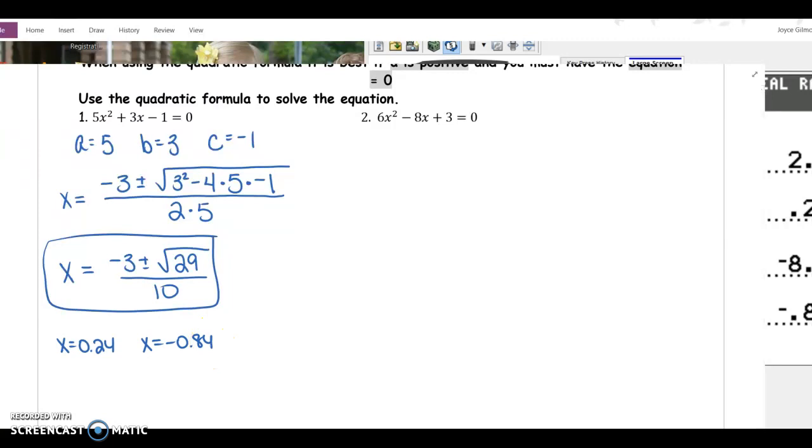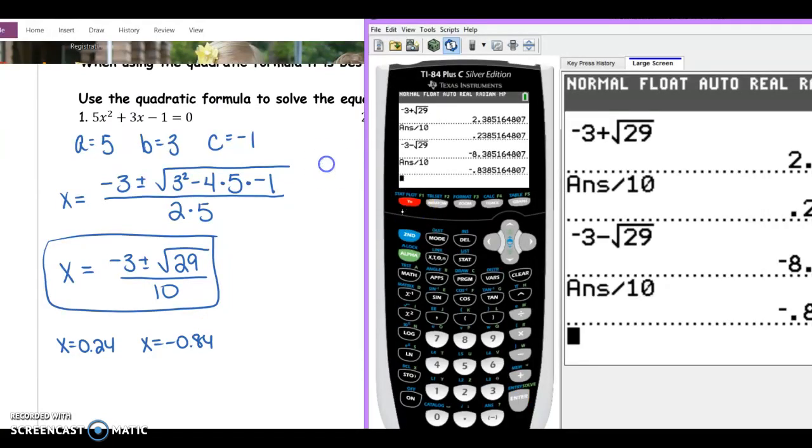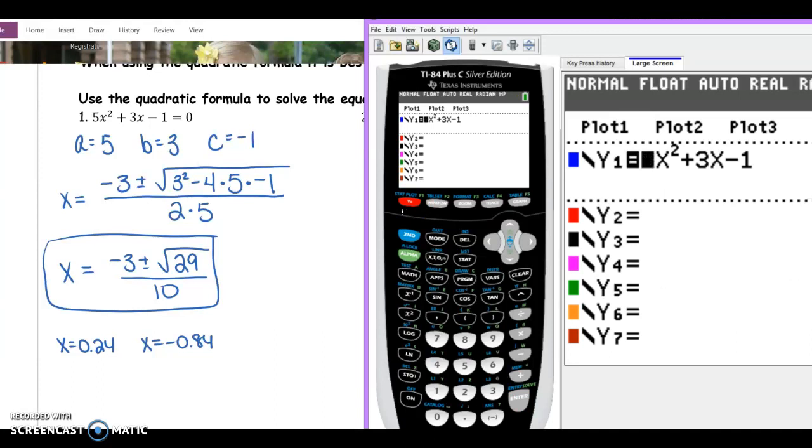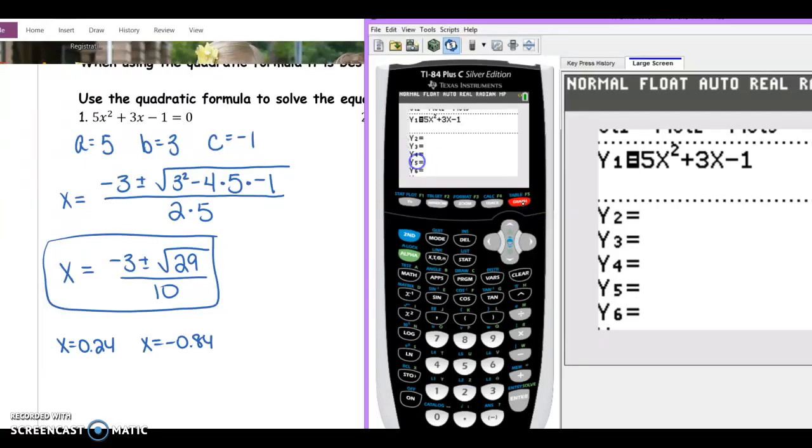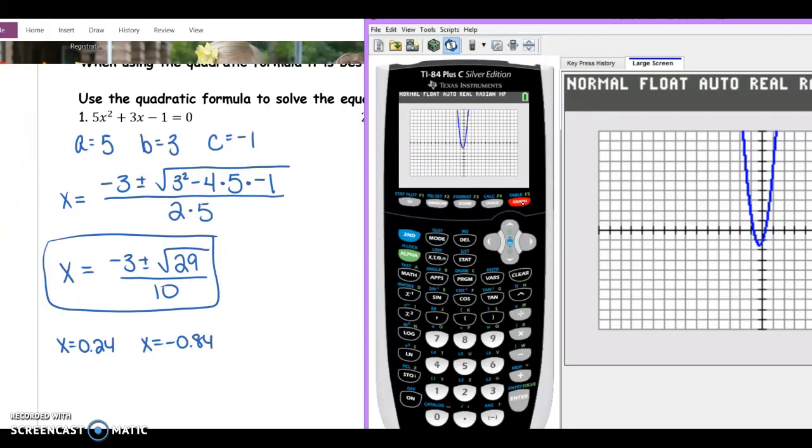And if you're still confused what these weird decimals mean, the equation was 5x squared plus 3x minus 1 equals 0. If I put that equation into the graphing calculator and ask this calculator to give me a graph of the parabola, take a look at where this graph crosses the x-axis, at approximately negative 0.8 and at approximately 0.2. So the quadratic formula is really telling you where this parabola is going to cross the x-axis. That's something that's worth keeping in your mind.